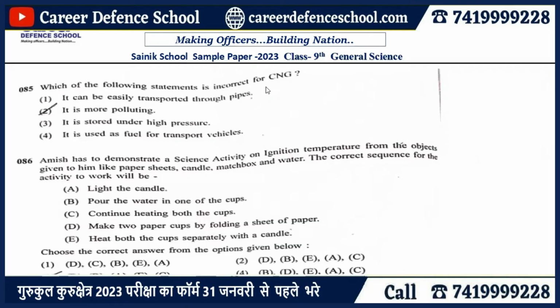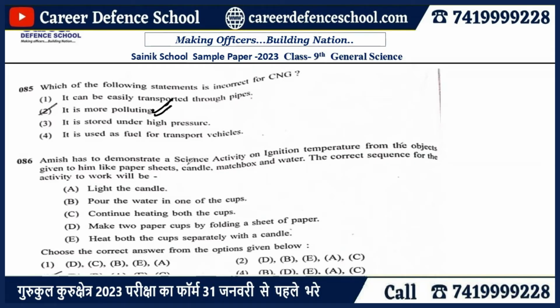Which of the following statements is incorrect for CNG? It can be easily transported through the pipes. It is more polluting. It is stored under high pressure. It is used as a fuel for transport vehicles. ठीक है. So which is the correct option for this question? 85. CNG is compressed natural gas. ठीक है. 85 का होगा आपका it is more polluting.